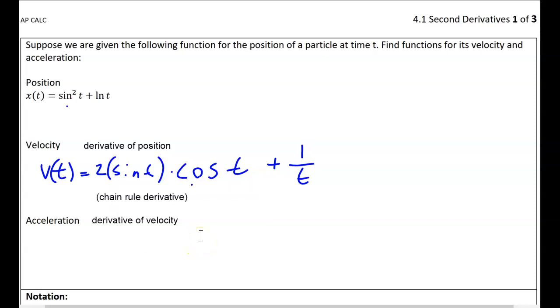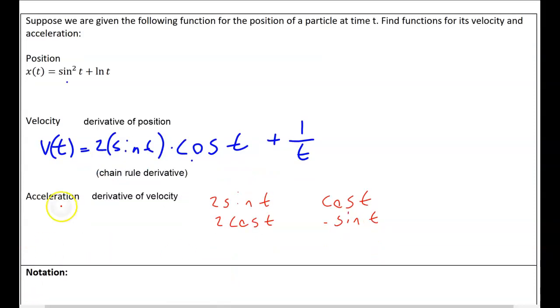And then to do acceleration, we're going to take the derivative again, right? And here I have product rule. So for product rule, I'm going to have two functions. I have 2 sine of t, and I have cosine of t. And then the derivative of 2 sine of t is 2 cosine of t. And the derivative of cosine of t is negative sine of t. And I can just look those up in a reference if I'm unsure what they are, right?